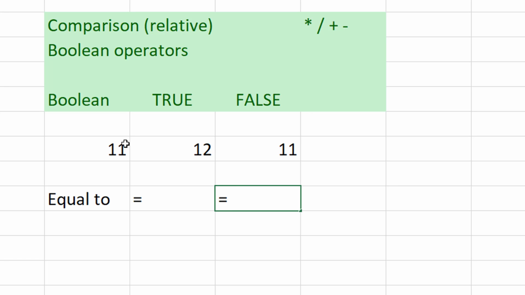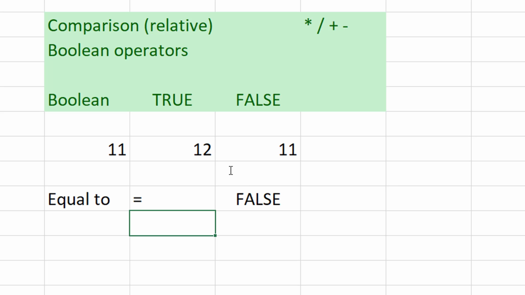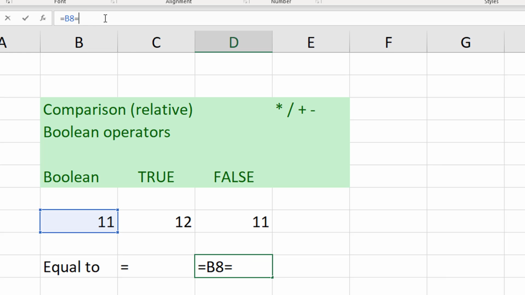So now if I click cell B8 to reference it relatively, and then type equal, and then let's do C8 first of all. So is 11 equal to 12? It should be not true, so I should get false. Once I press enter, I get false. So it evaluates to a Boolean value, false in this case. If I change this to D8, which is the same as B8, I should now get true. So relatively straightforward. Is the item on the left hand side equal to the item on the right hand side?